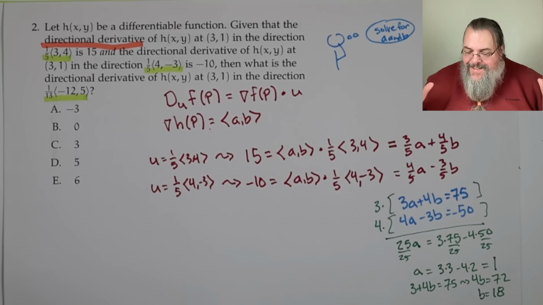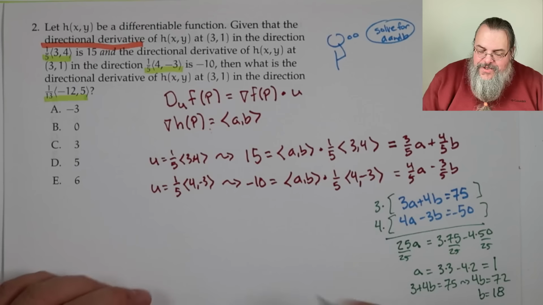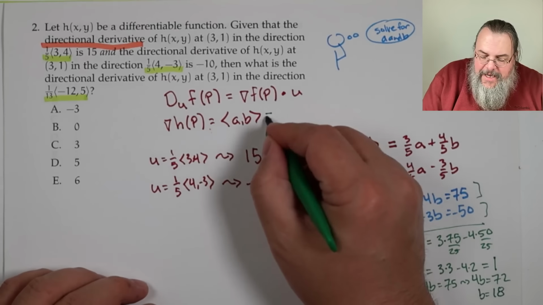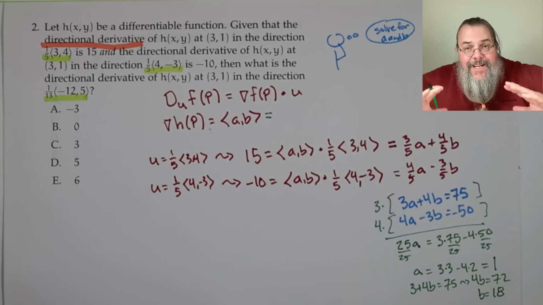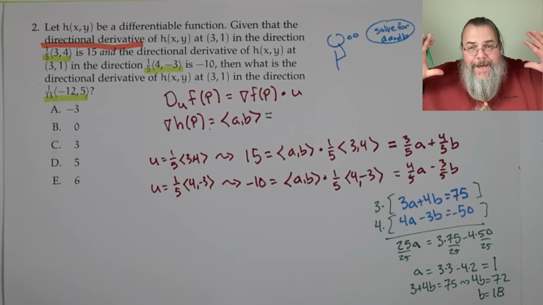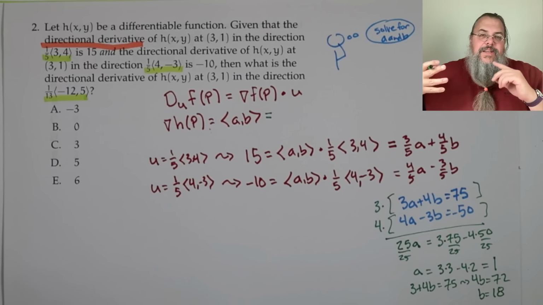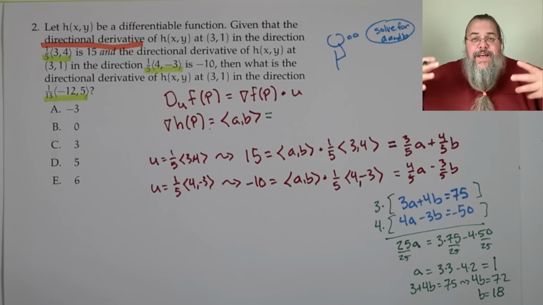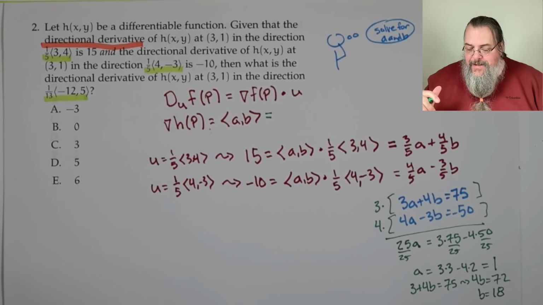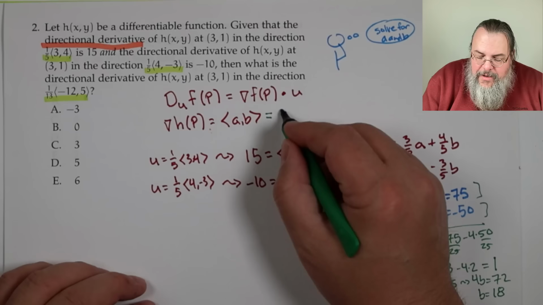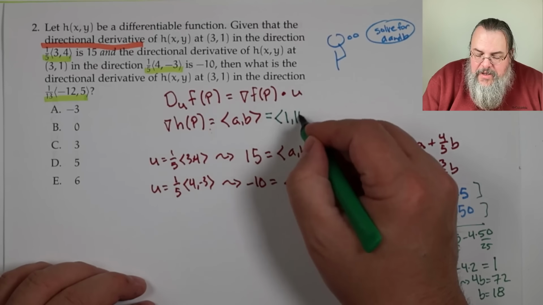Aha. All right. Good. So our gradient at our point. And the gradient determines everything in directional derivatives, right? It tells us our tangent planes. It gives us our directional derivatives. Everything builds off of gradients. So our gradient looks like (1, 18).